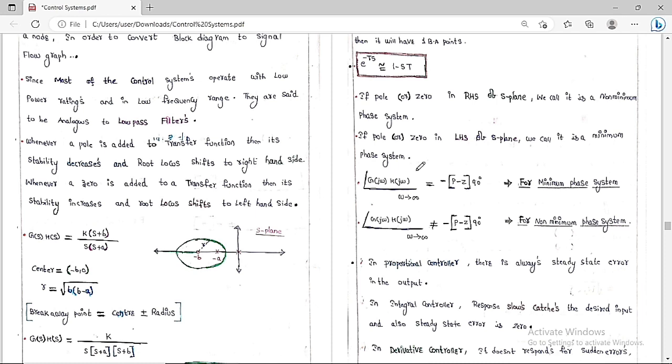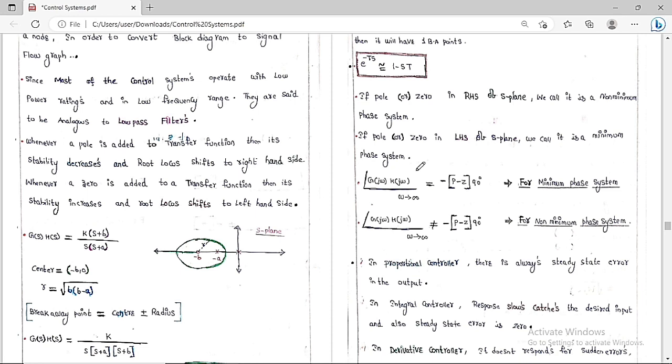The next one is, whenever a pole is added to a transfer function, its stability decreases and the root locus shifts to the right hand side. Whereas whenever a zero is added to the transfer function, its stability increases and the root locus shifts to the left hand side.